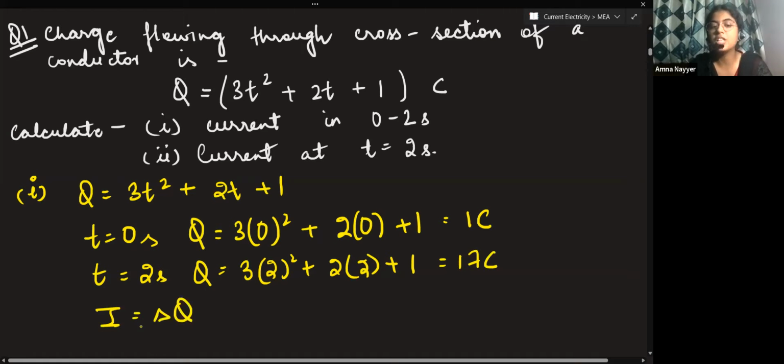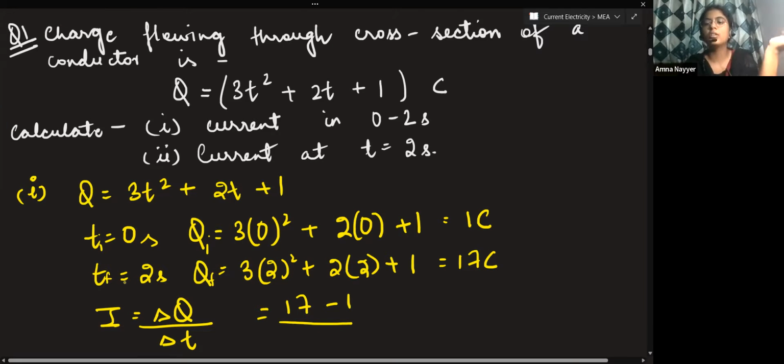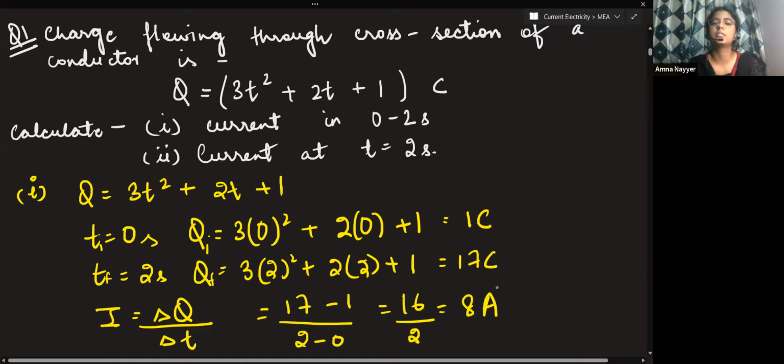Now, what is the current? Current is change in charge divided by change in time. Change in charge is final charge minus initial charge, that is 17 coulombs minus 1 coulomb, divided by the time interval. Change in time means final time minus initial time, so that becomes 2 minus 0. So this is basically 16 divided by 2. That gives 8 amperes.